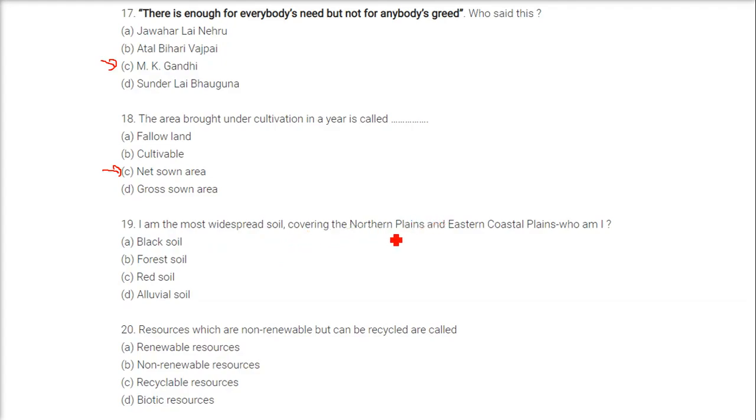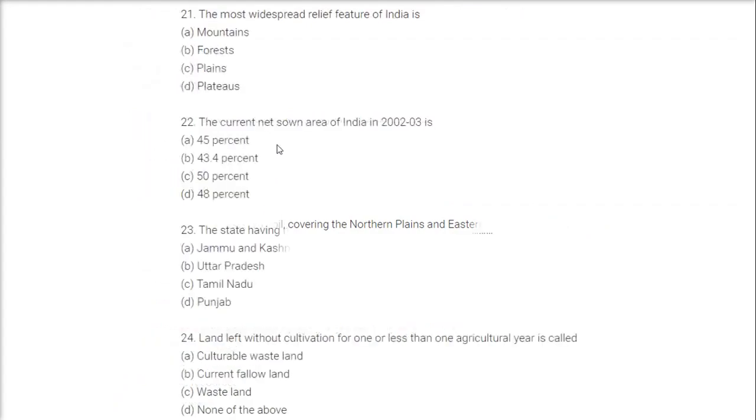I am the most widespread soil covering the northern plains and eastern coastal plains. Who am I? The answer is D, alluvial soil. Next is resources which are non-renewable but can be recycled. These are called recyclable resources. The most widespread relief feature of India is plains.